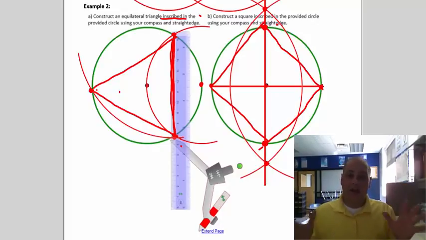And again, you probably didn't get anything out of that right there, and that's okay. I want you to see what the constructions are. We're going to practice these in class tomorrow. That's when you're really going to learn how to do this. And then you're going to do it again the next day, and really get good at it.